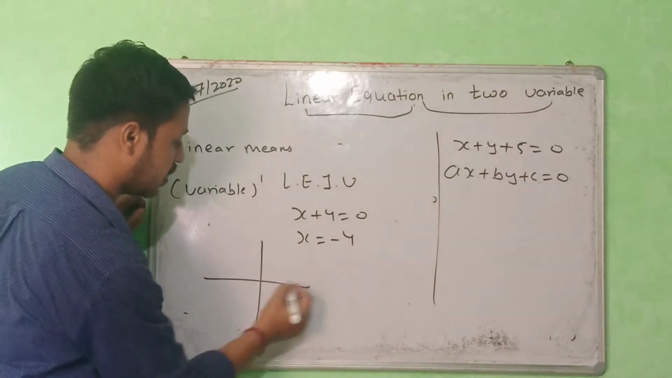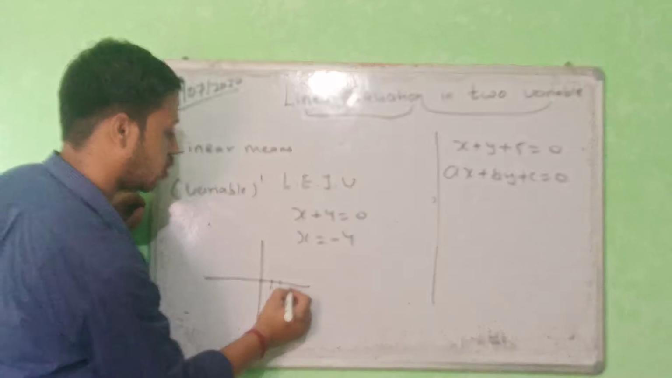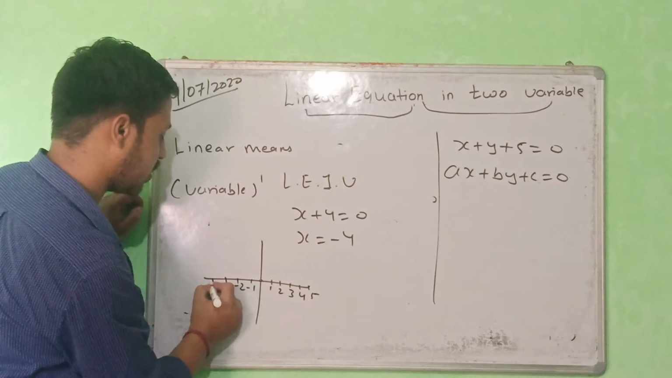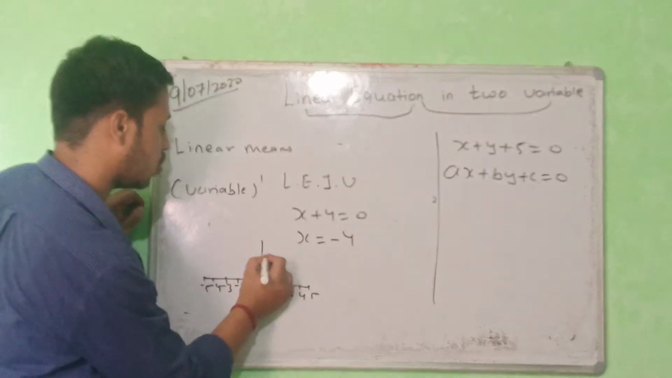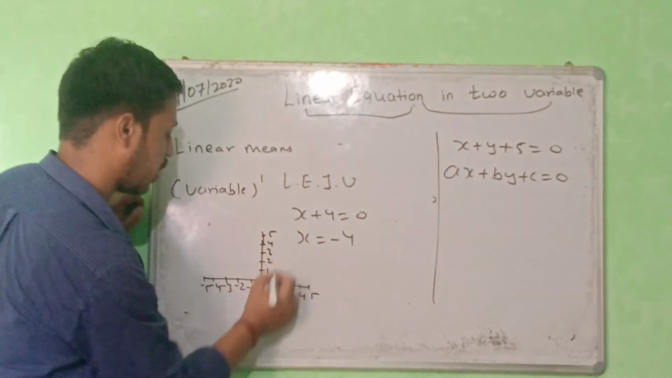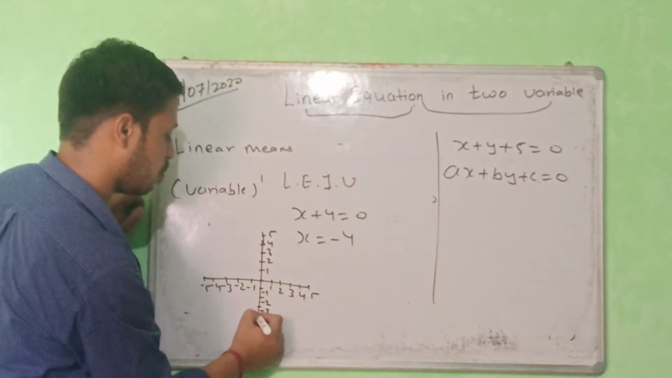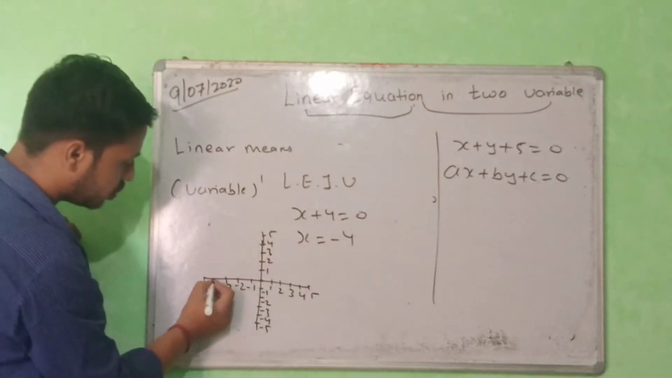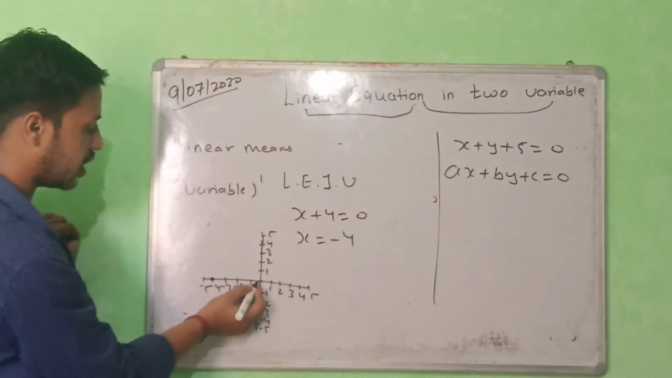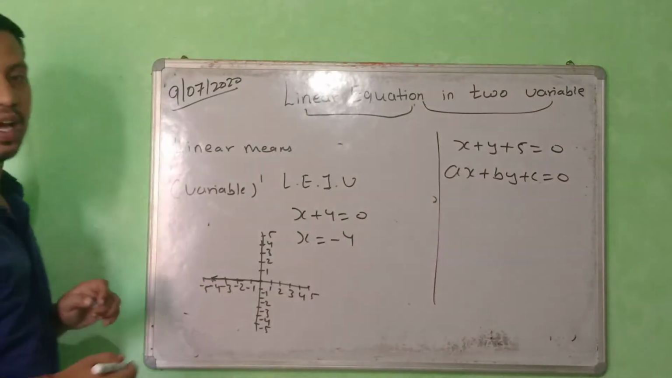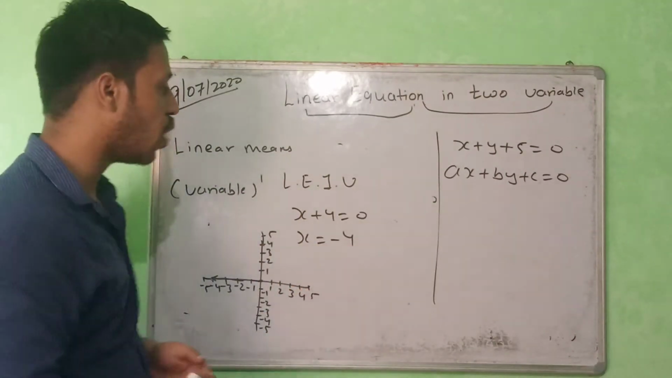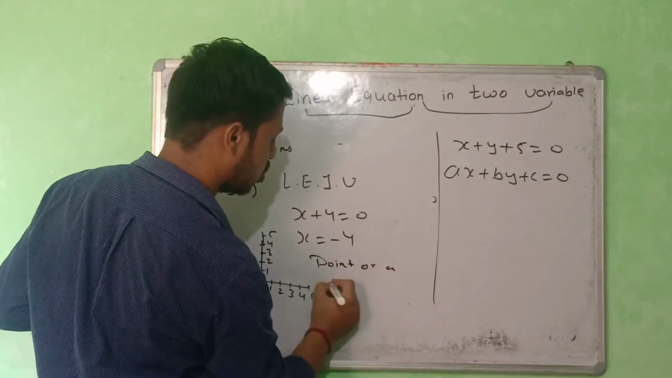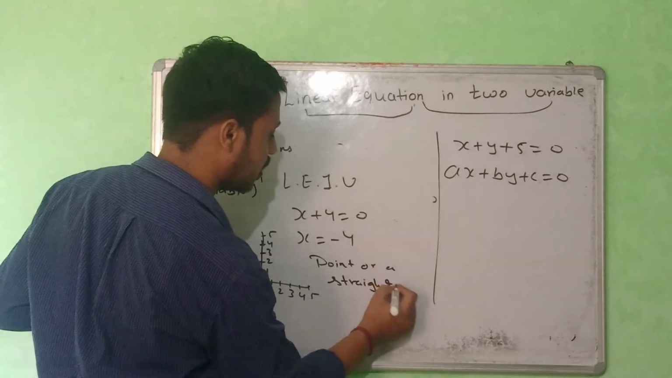Graphically, when you draw this on a graph, this is 1, 2, 3, 4, 5 like this, minus 1, minus 2, minus 3, minus 4 and 5, on both axes. This is x is equal to minus 4. This is the point here, and this is also a straight line. A linear equation in one variable gives you a point or a straight line.